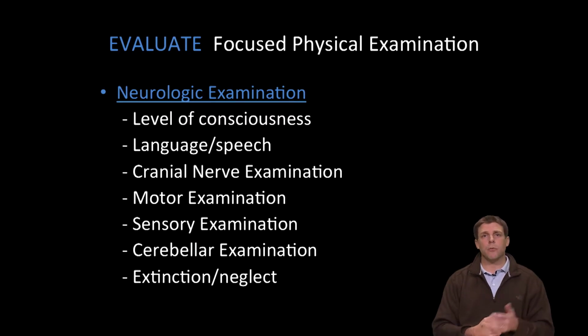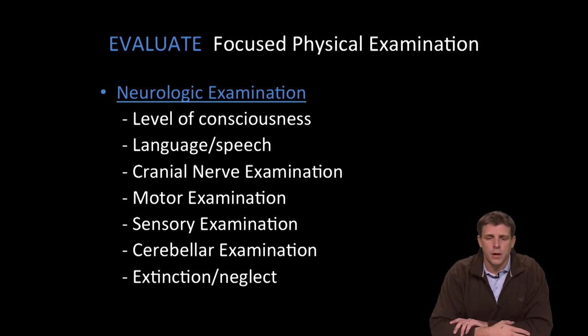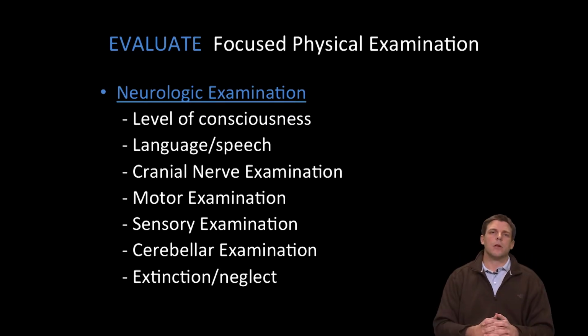Following the language examination, we perform a cranial nerve examination. The cranial nerves are, of course, the nerves that innervate and supply the functions of the head and the neck. The motor examination, as well as the extremities, as well as the head and neck muscles, determining if the patient is able to innervate and provide strength to his extremity muscles. And then, of course, the sensory examination. Cerebellar examination as well assesses the proprioception and the coordination of the extremities. And then there's extinction and neglect, which is a little more complicated, but pertains to the ability of the patient to notice and recognize objects in his or her area of intention or visual field.